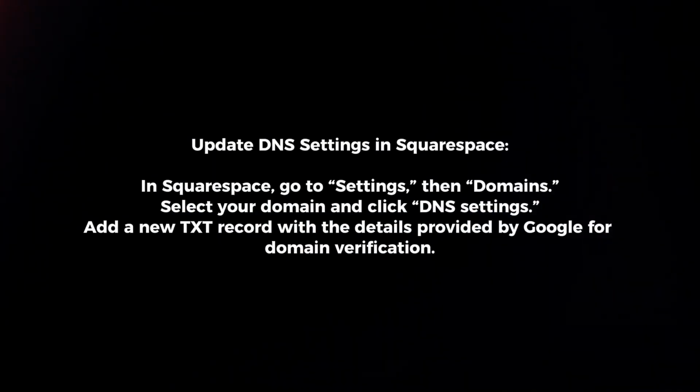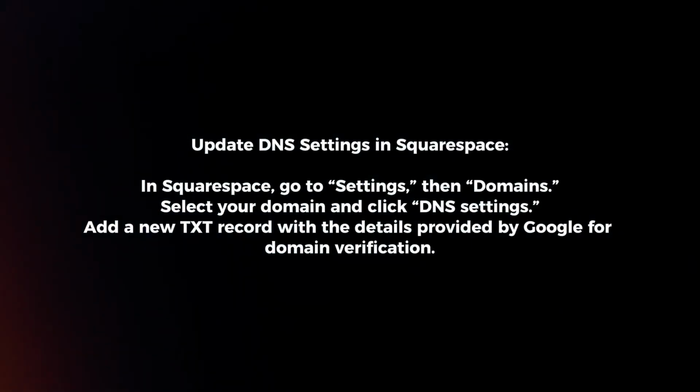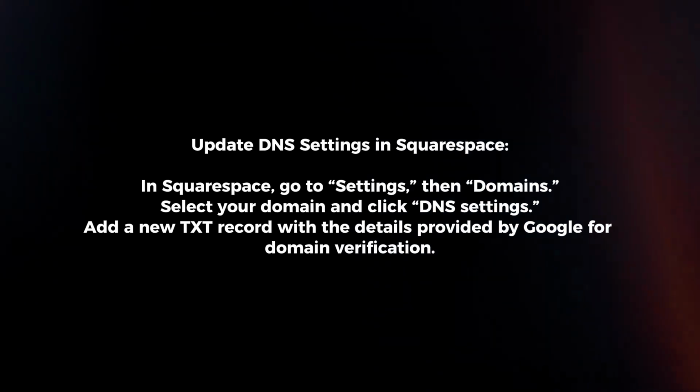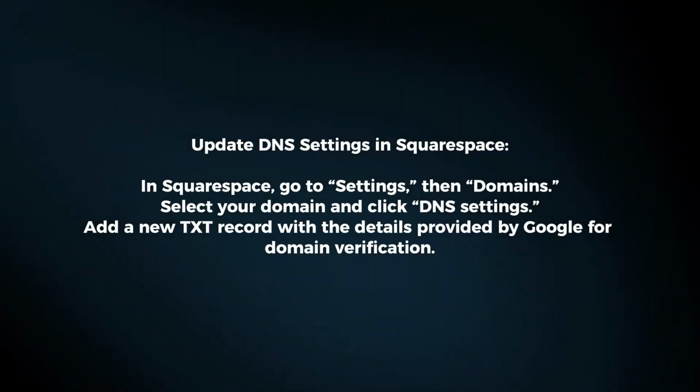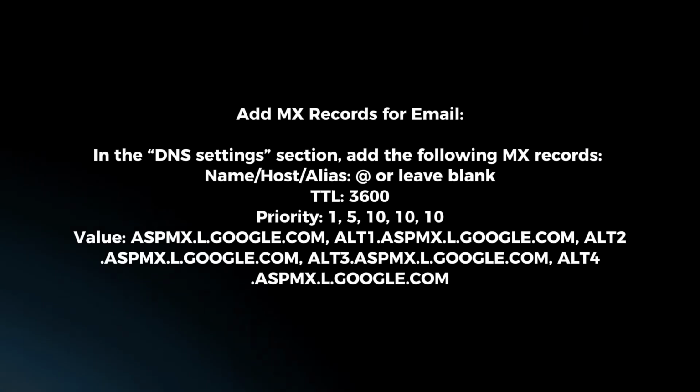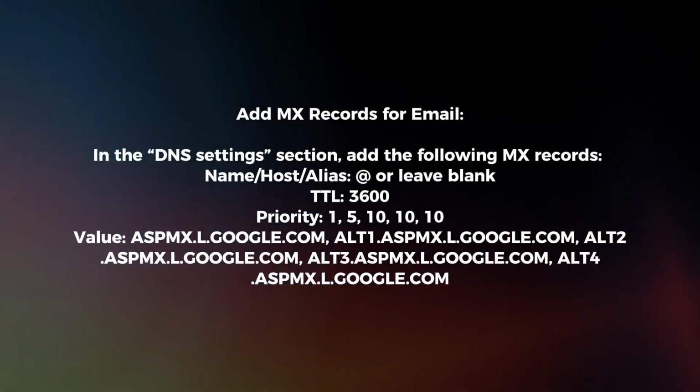Verify domain. Google will provide a TXT record to verify your domain. Copy this TXT record. Update DNS settings in Squarespace. In Squarespace, go to Settings, then Domains. Select your domain and click DNS settings. Add the new TXT record with the details provided by Google for domain verification.